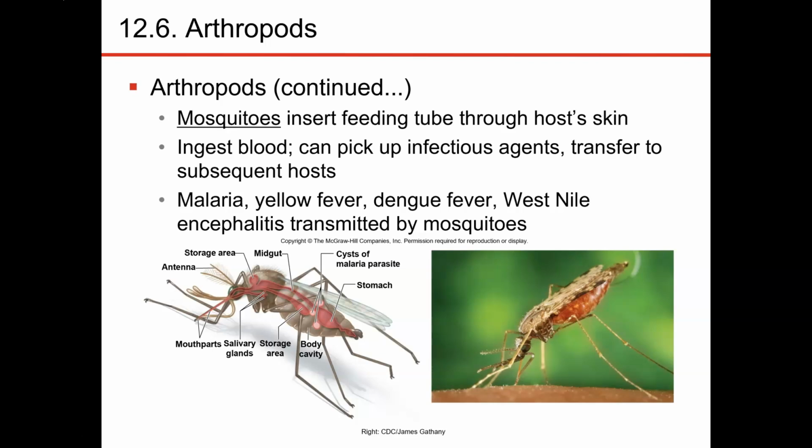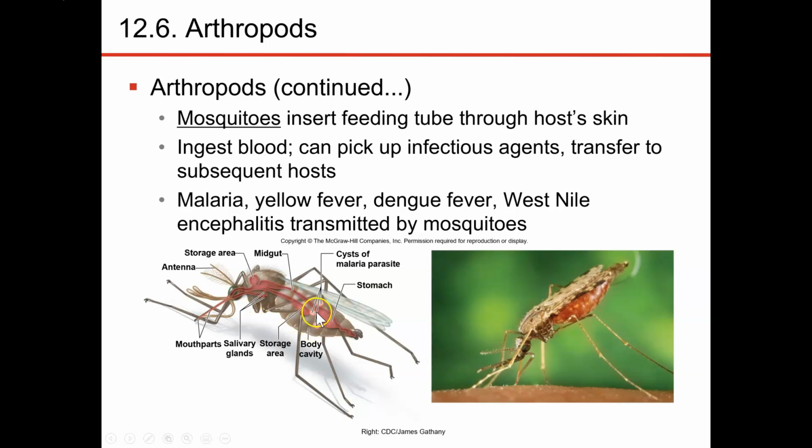So the most common type of vector is an insect, and the most common type of insect is a fly. A mosquito is a type of fly. So mosquitoes have a long proboscis, this long structure here that pokes into the skin of a human or of an animal. It doesn't have to be a human, just of an animal. And it drinks the blood, okay? So here are the salivary glands.